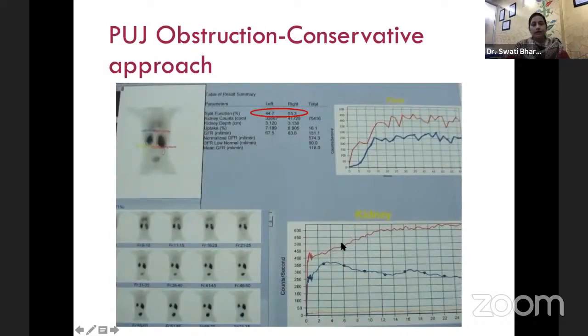Here, the right kidney shows obstructed drainage, but the function is preserved. The left kidney has function of 44%, right kidney has 55%. So probably this patient can be managed with conservative approach.